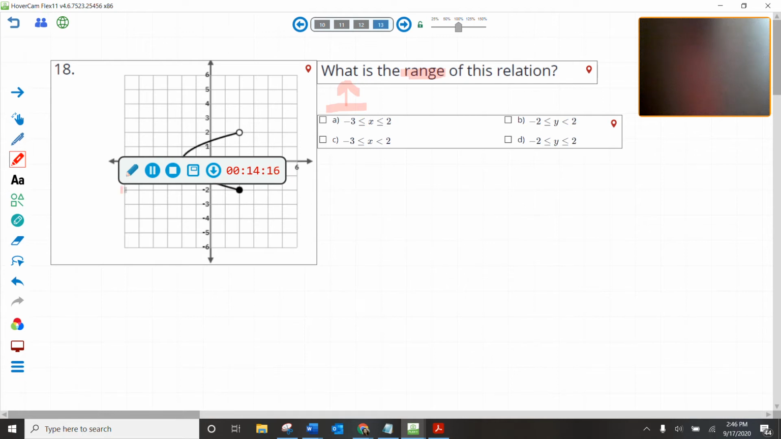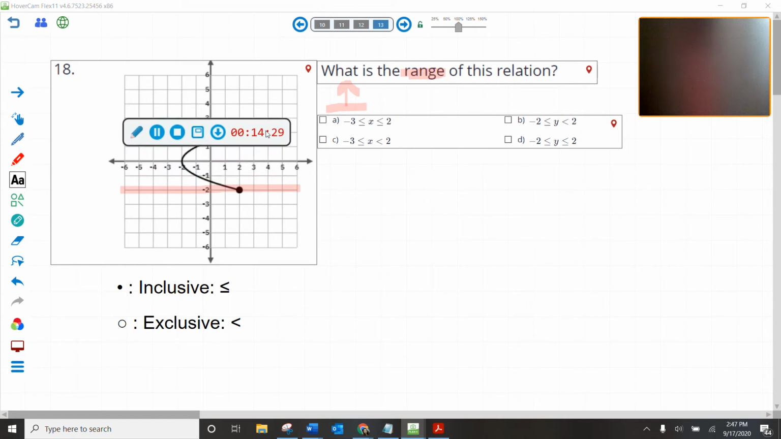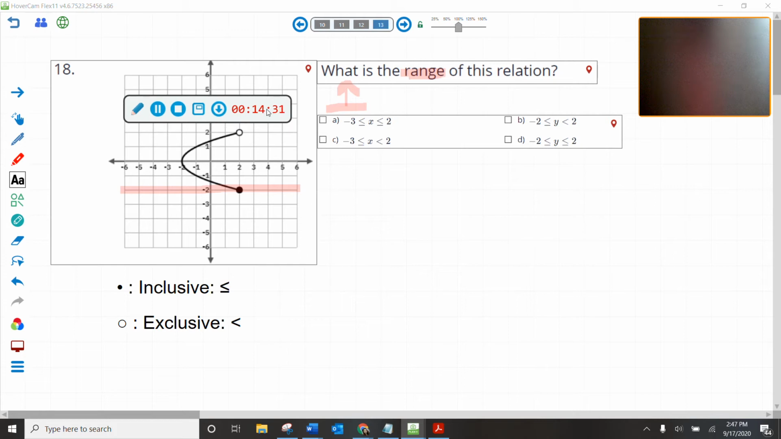Here we go. Ooh, I have a solid dot. So solid dot means inclusive. Okay, so let's go ahead and chug on up. And this is the end of the line. Actually, I've got an open circle. So let's make a non-solid line.